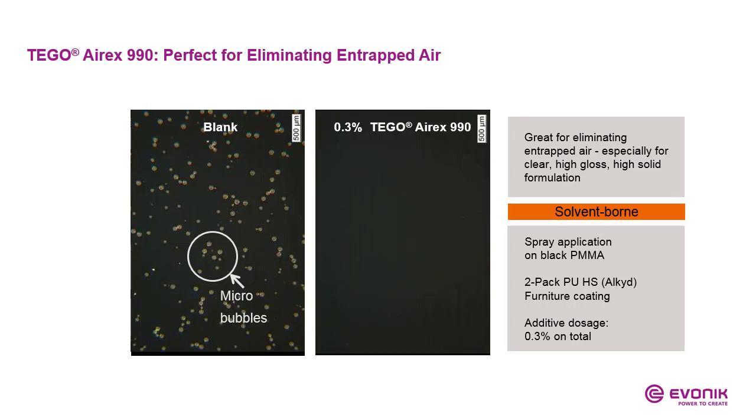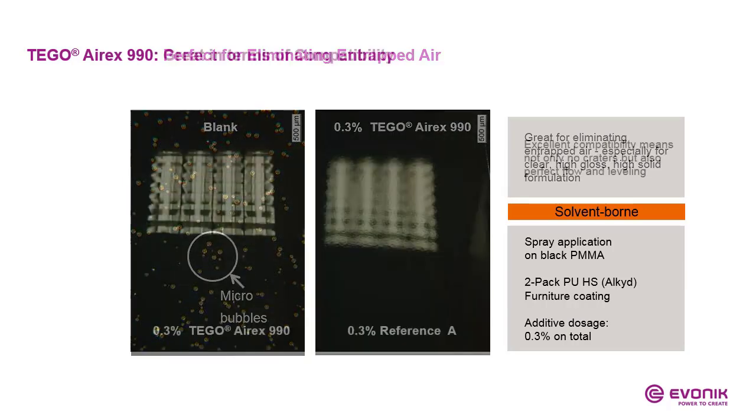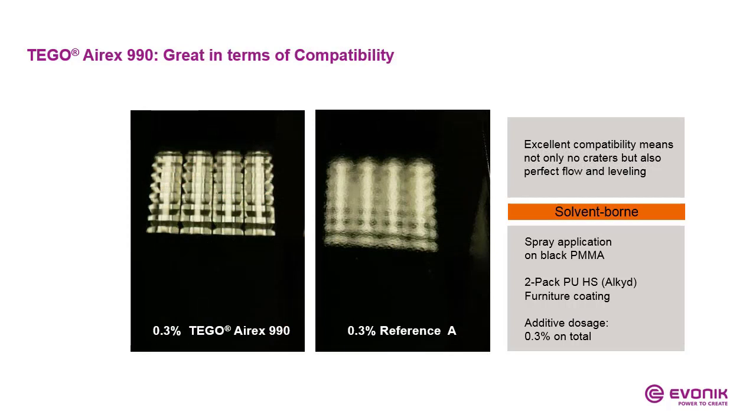Just by adding 0.3% of this additive, we were able to eliminate the microbubbles completely. This test was done by spray application on black PMMA substrates. Again, these two pictures show how compatible this TEGO Airex 990 is. On the right side, you see some defects that look like orange peels. However, with our product in, you barely see any craters. So, perfect flow and leveling. This test was again done by spray application on black PMMA substrates.